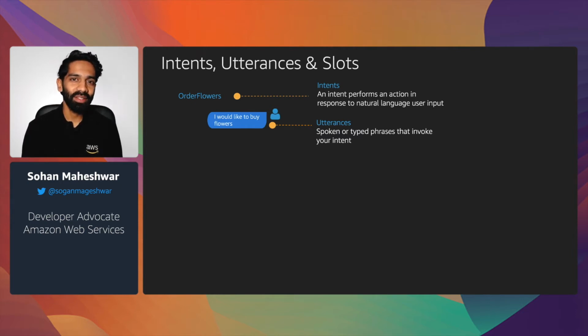A customer can say anything from "what's the weather", "tell me the weather", to "is it hot outside", or "do I need a coat today?" Just different ways of saying the same thing. Now, in any conversational interface, all these different utterances are matched to something called an intent. An intent basically performs an action that is a response to any utterance.